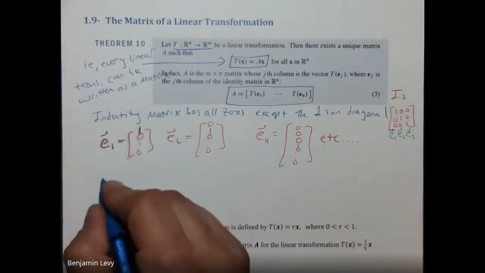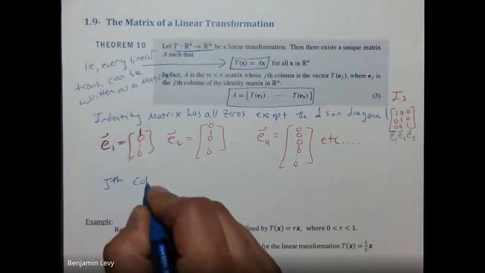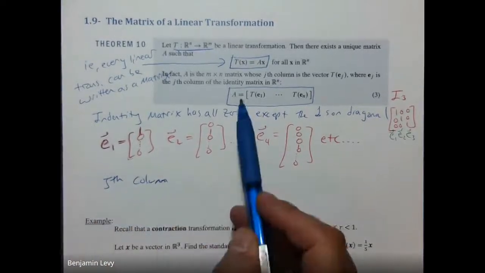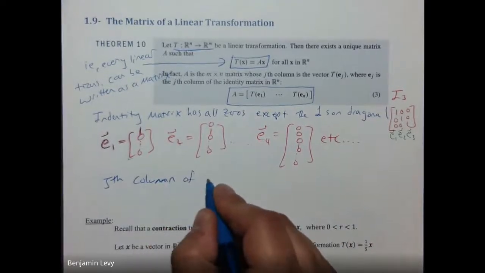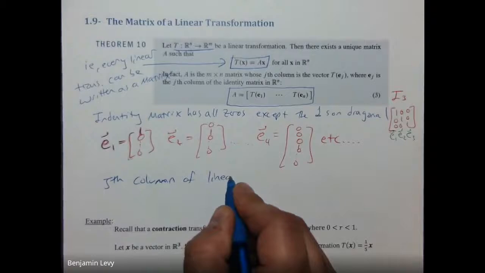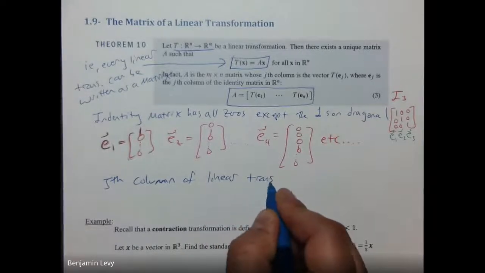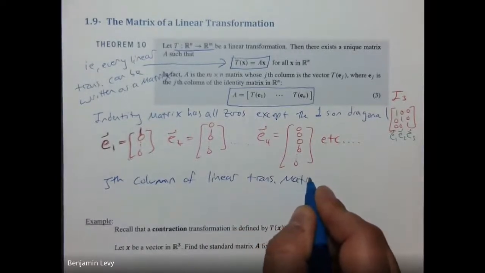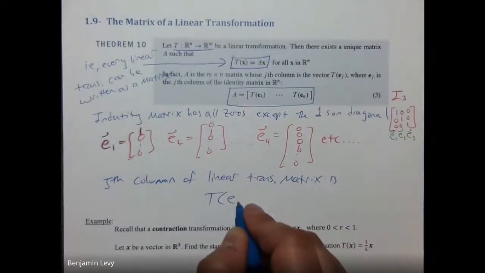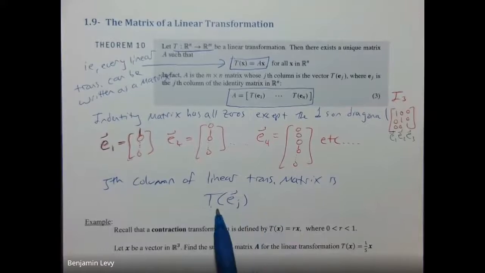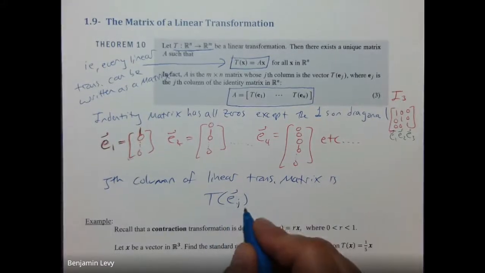So in general, this definition right here is telling us that the jth column of a linear transformation matrix is T(e_j). Apply the transformation to the jth column of the identity matrix.